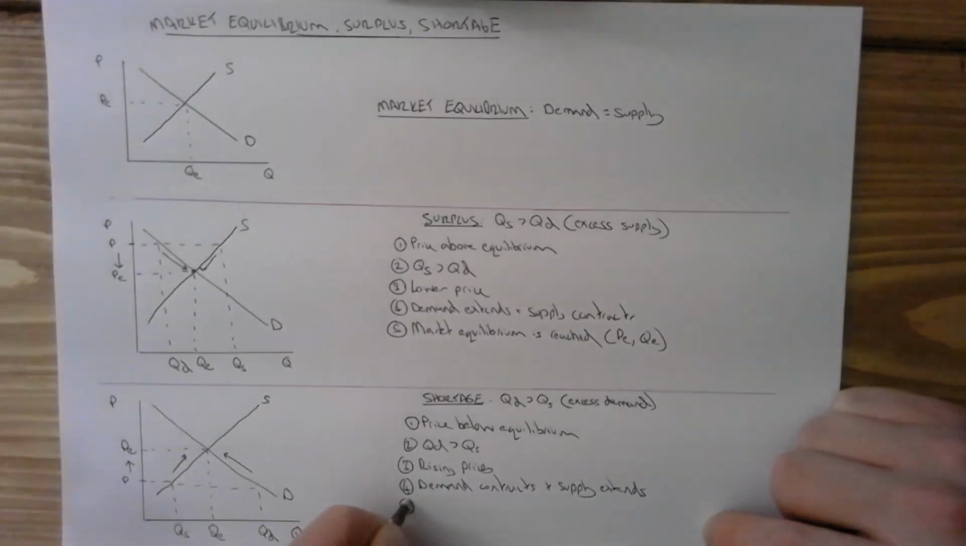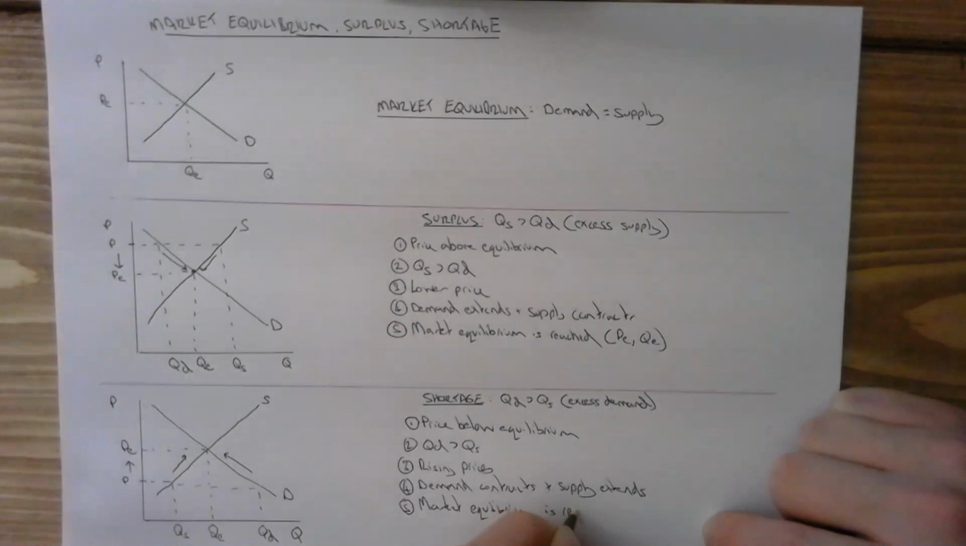And so my final point here of written analysis, I'm going to say that market equilibrium is reached and the price is PE and the quantity is QE.